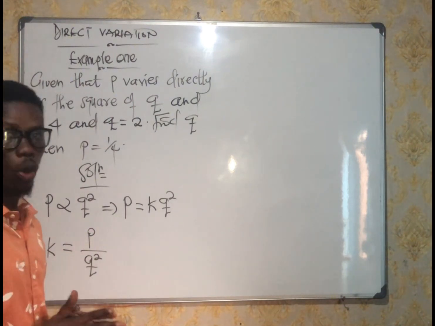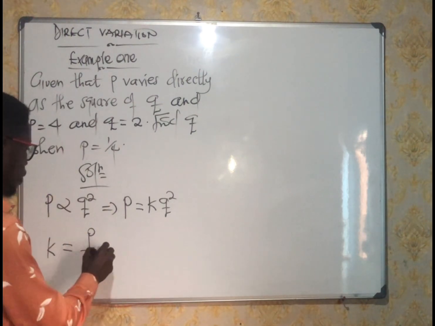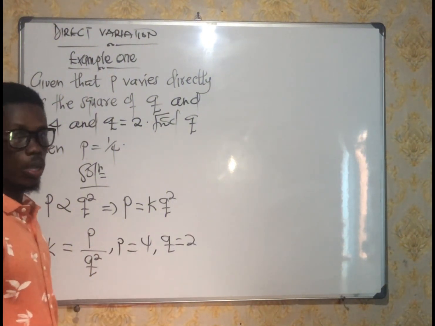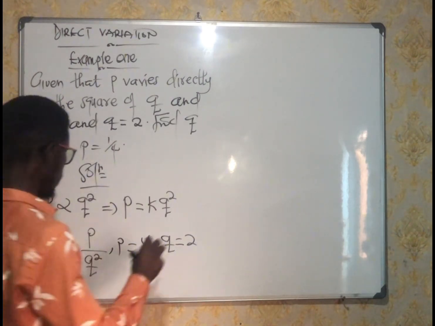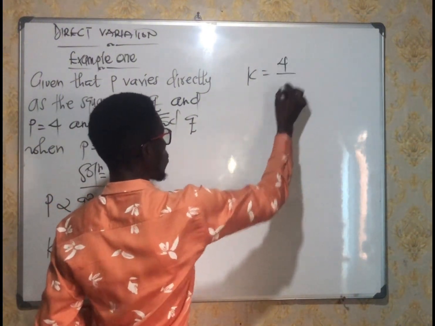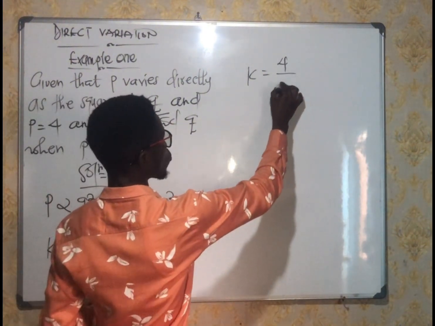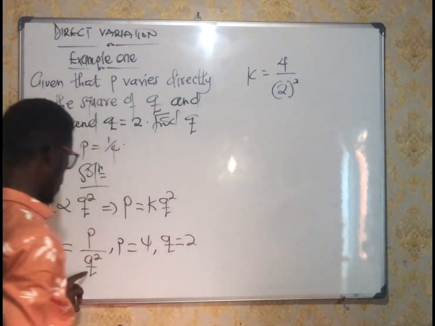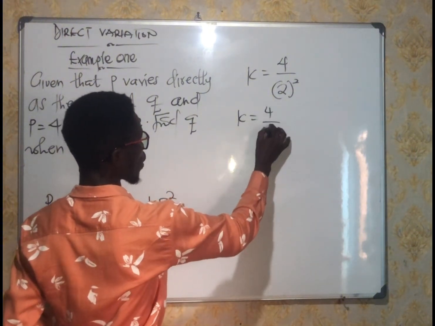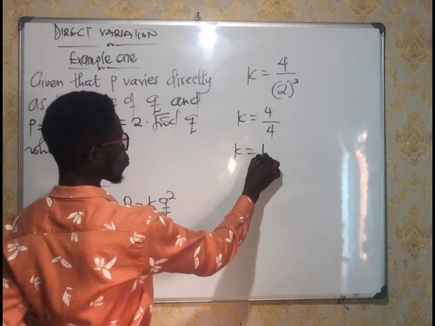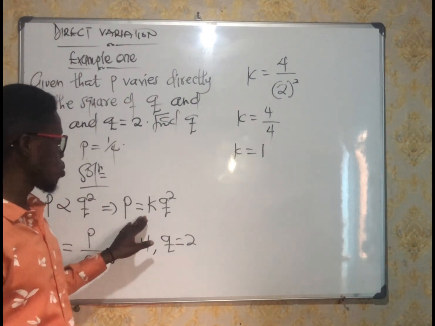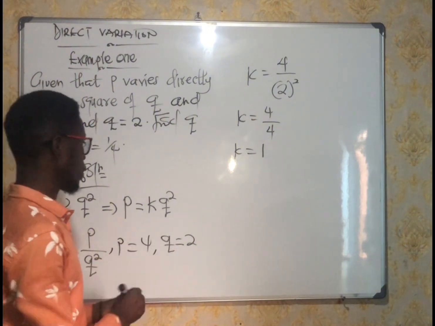So for you to find your constant, they say that p equals 4 and q is equal to 2. So with this, we know that our k will be equal to p, which is 4, over 2 squared, because the q is already squared. So I have my k, which is 4 over 4, meaning that k is equal to 1. Is that okay? So now we come back to this side, where it says p is equal to kq squared.